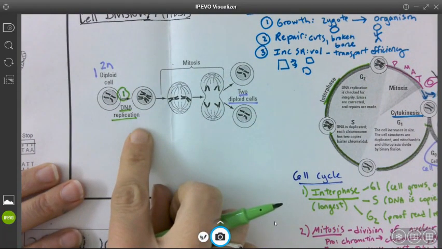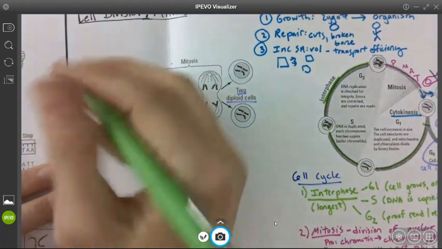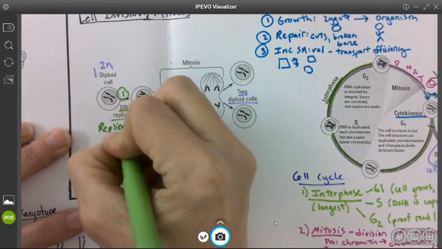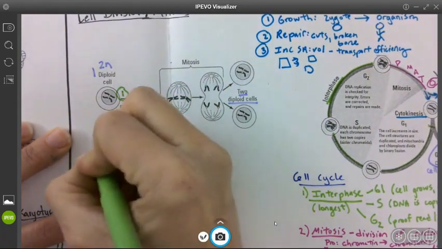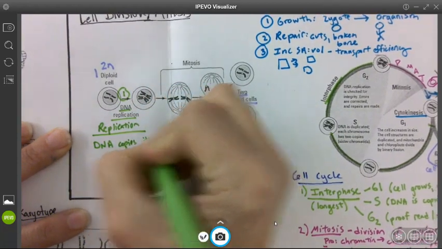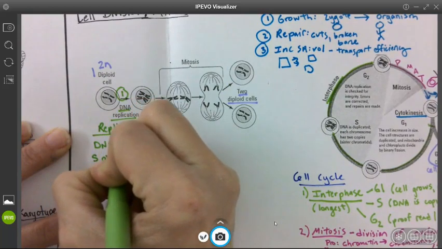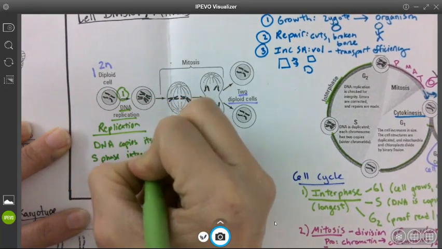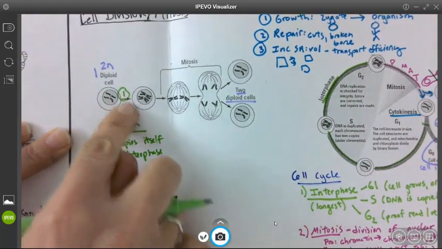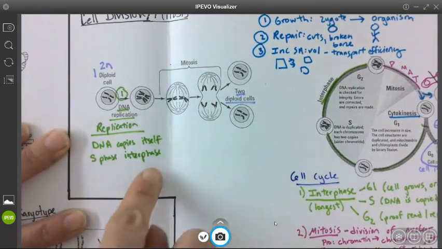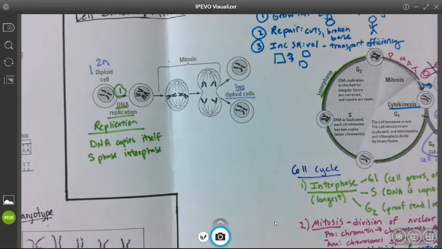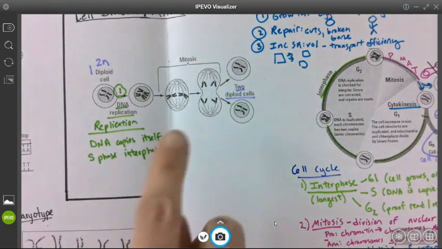Okay, the replication of DNA in S phase of interphase. So first step here is replication, right? DNA copies itself, and this occurs during S phase of interphase. This is kind of the first checkpoint. Did this happen correctly? If yes, we can move on. If no, we don't move on. Okay, so replication.